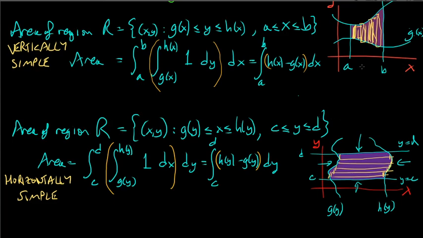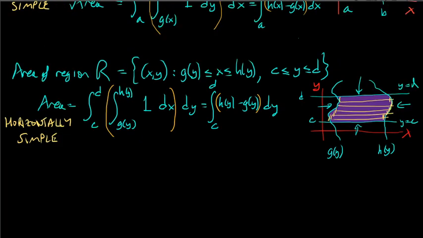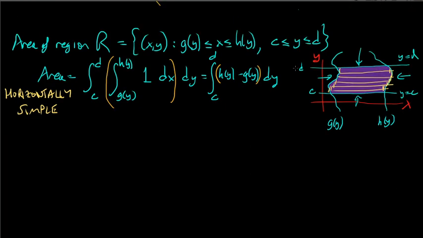So in some cases, the region is both vertically simple and horizontally simple. Imagine if you just have a rectangle. Then obviously you can use vertical rectangles, or you can use horizontal rectangles, and it's both, right? For the first example we did, if you remember, it was a trapezoid, right? It was this object here.